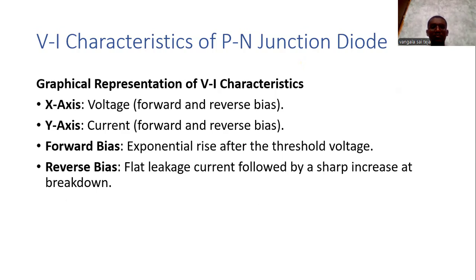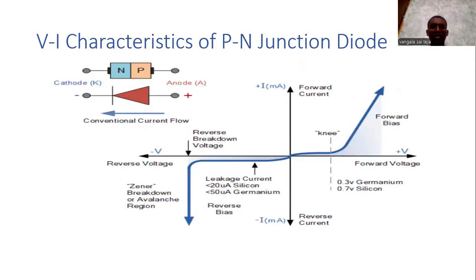Graphical representation of VI characteristics. X-axis: voltage, forward and reverse bias. Y-axis: current, forward and reverse bias. Forward bias: current rises exponentially after the threshold voltage. Reverse bias: flat leakage current, followed by a sharp increase at breakdown. Here we can see the VI characteristic graph representation.